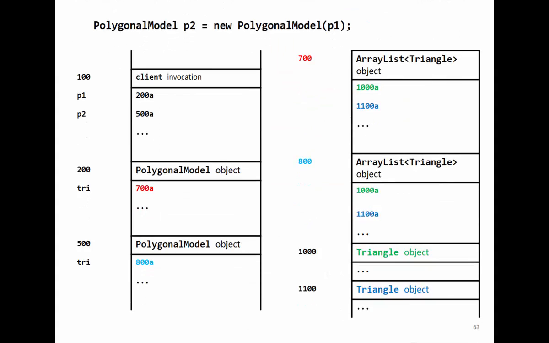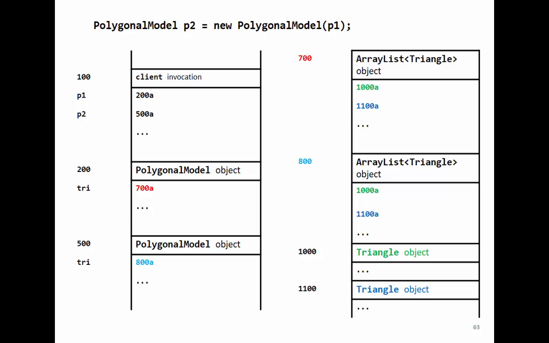How does the memory look compared to the previous one? Here you have P1, P2 at addresses 200 and 500. Because you are using the copy constructor, at address 200 you have the first polygon model, P1. You have an array list at address 700. You go to 700, and you see that you have two triangles, 1000 and 1100.